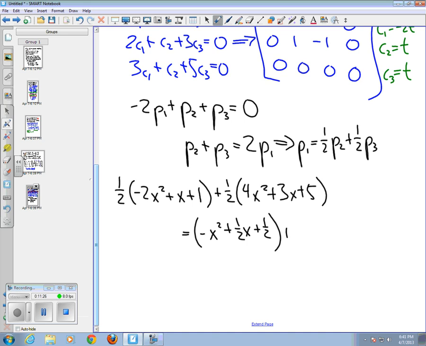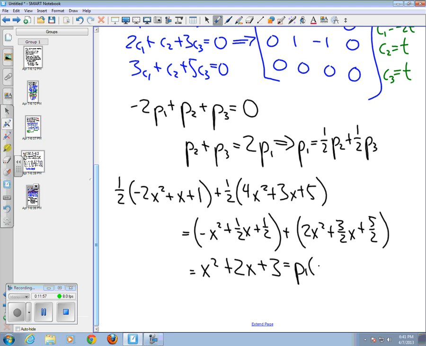And we add that to 2x squared plus 3/2 x plus 5/2, which equals x squared plus 2x plus 5/2 plus 1/2 is 6/2, which is 3. So we get x squared plus 2x plus 3, which is in fact P1 of x.